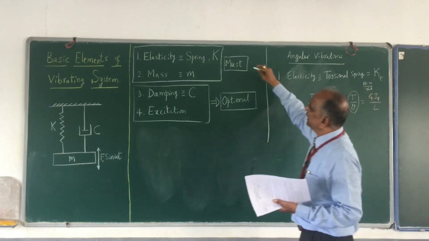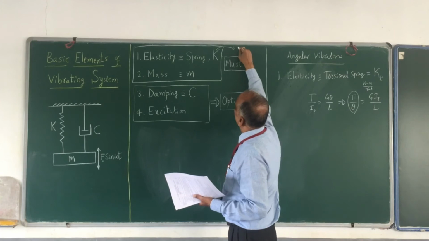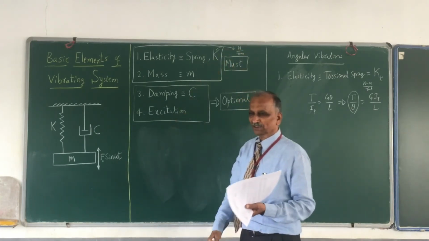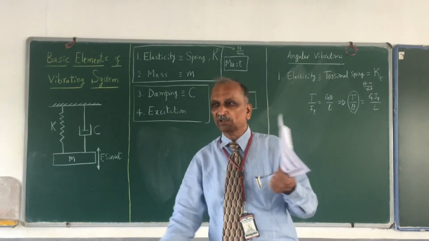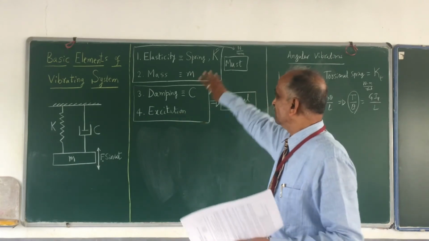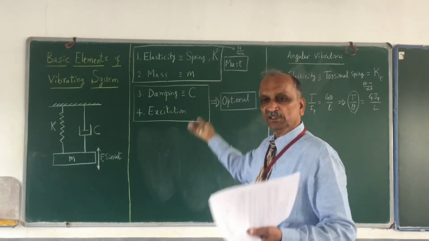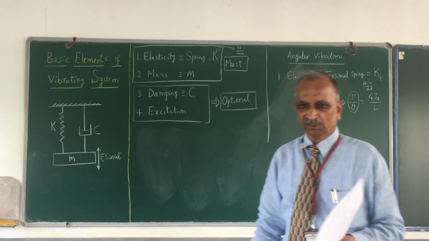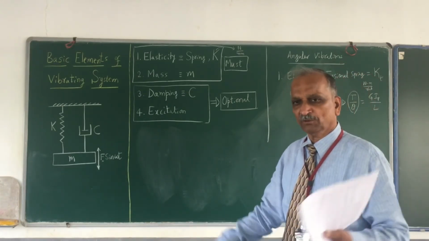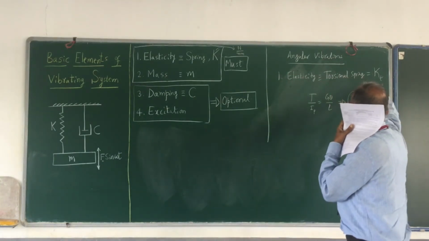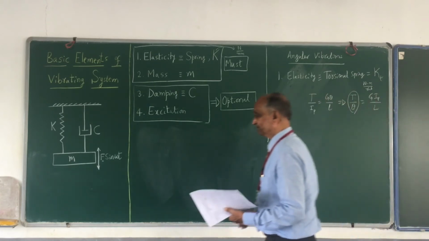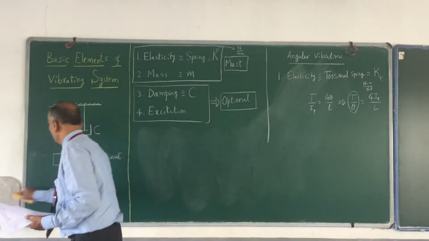And what is the unit of this K? This is Newton per millimeter, because the displacement or deformation of the spring is very small, not in the order of meters. There is nothing wrong if you express it in Newton per meter also. Newton per millimeter, Newton per centimeter, Newton per meter, that's how I can express it. But here it is usually expressed as Newton meter per radian.